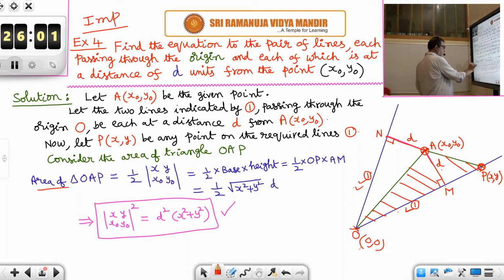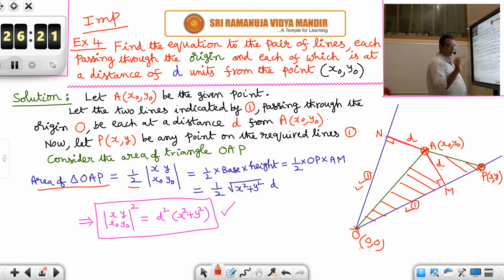Area of the triangle in two different ways. First one is half into the 2 by 2 determinant with first point (x, y) and second point (x0, y0). If the origin is one of the vertices, that is the area formula. Half into mod of the determinant of x, y, x0, y0.